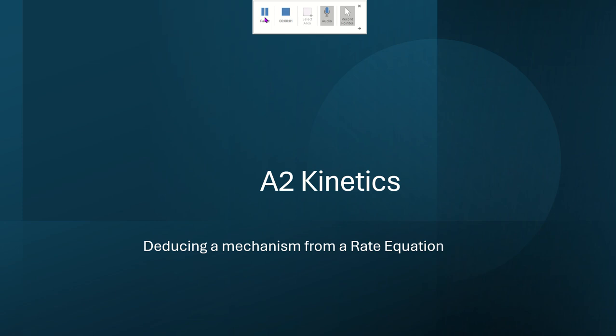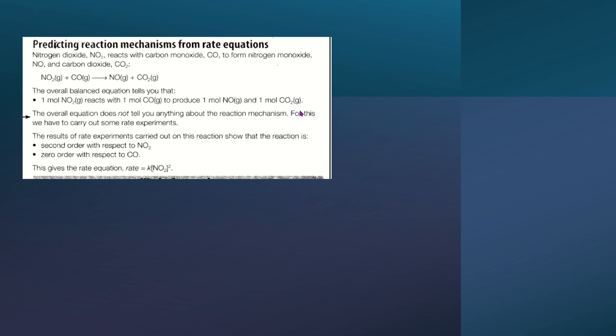So this is the 5th video in the A2 chemistry rates or kinetics topic. This one we're going to have a look at how do we work out a mechanism based on a rate equation and a stoichiometric equation, so the balanced symbol equation in other words. So you're going to take the rate equation, we're going to take the balanced symbol equation, and from that your job is to deduce a mechanism.